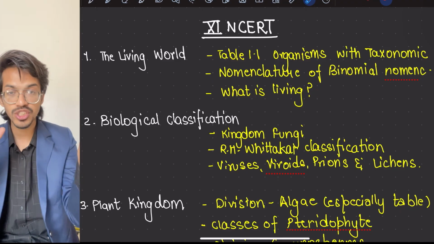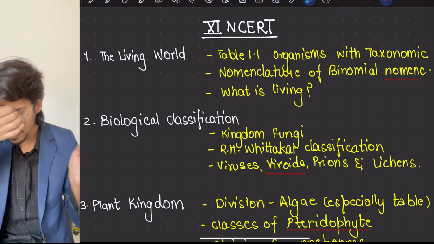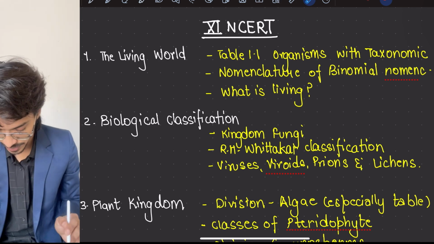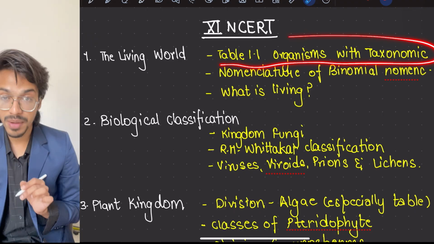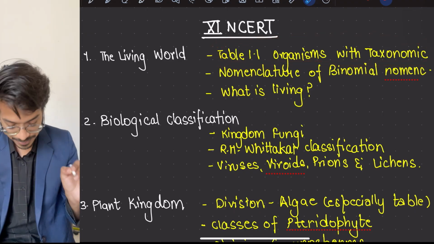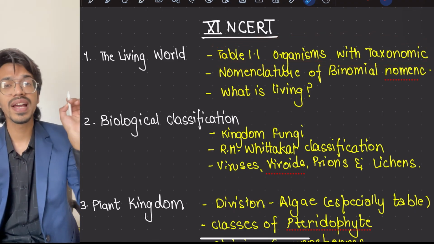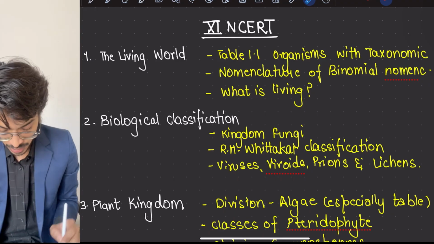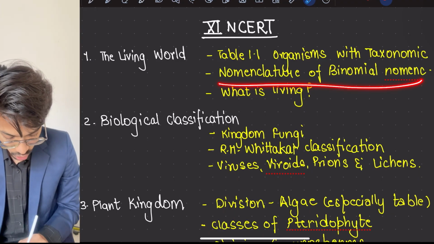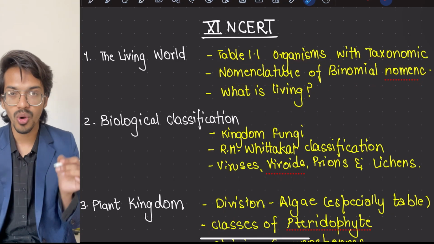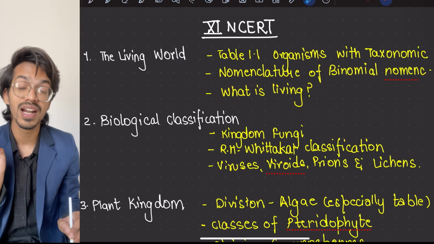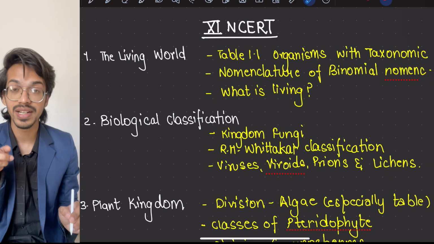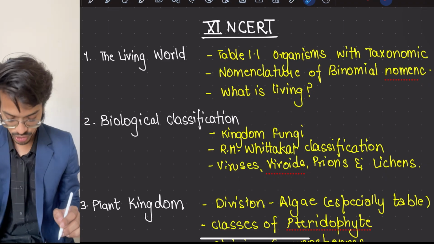So the first unit. Each page is a unit, and each unit has both 11th and 12th accompanied in it. In The Living World, the four most important things: Table 1.1, they will ask you, and in that, housefly has higher chances of coming. Then binomial nomenclature, their rules and all, they can ask you. Then what is living, which is not given in the new NCERT, this is from the old NCERT, you have to study it, they can ask you a question from it.